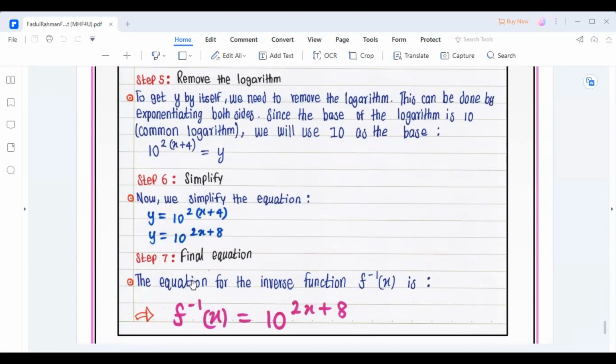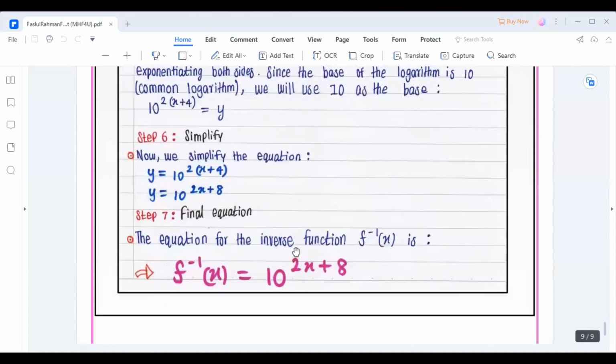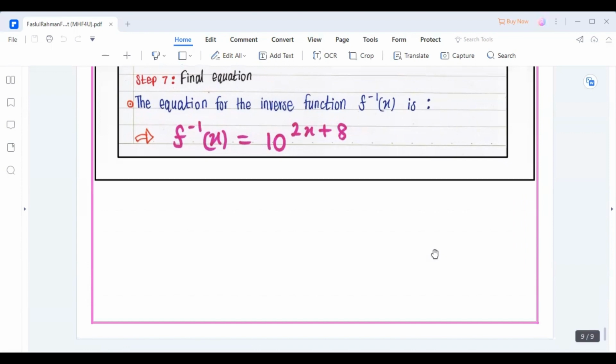Step 7, final equation. The equation for the inverse function f inverse x is f inverse x equal to 10 to the power 2x plus 8. So this is the end of our assignment.